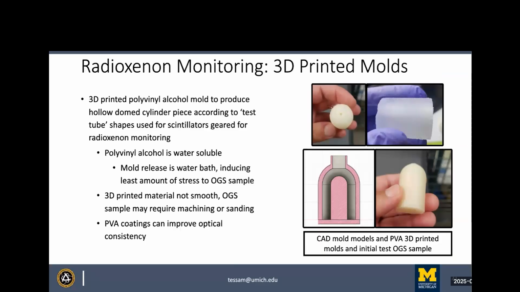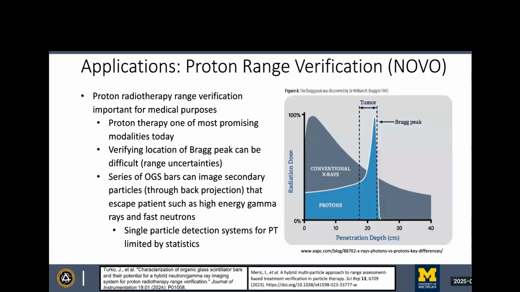We are looking into 3D printing these beta cell molds out of PVA, so that they would dissolve in water and leave the glass behind, and hopefully it won't break when we take it out of the mold. Unfortunately, they are not smooth, so we might need to machine or sand the sample. But the PVA coatings can sort of make up for that by painting a smooth surface and improve the optical consistency.